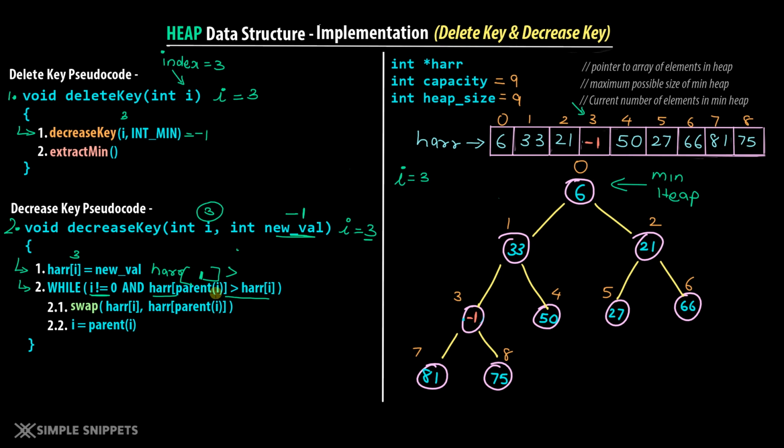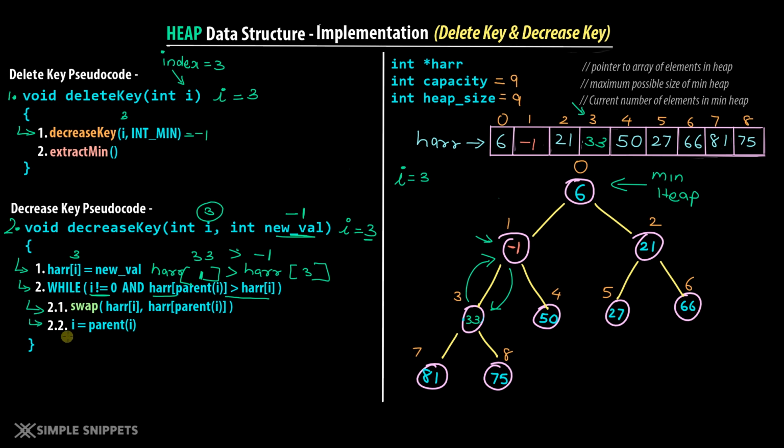And then, is h array of parent of I greater than h array of I? H array of I is nothing but the value at index 3. H array of 1, what is h array of 1? It is 33, correct? H array of 1 is 33. Is 33 greater than h array of 3? We just put -1 at h array of 3. So is 33 greater than -1? Yes. So both these conditions are true. In that case, what will we do? We will do a swap. We will swap these two values. So we will take -1 and put it at 33's position, and 33 will come over here. Okay, so let's do that. 33 comes over here and -1 comes over here. In the array also, let's do the swapping. Okay, the swapping is done.